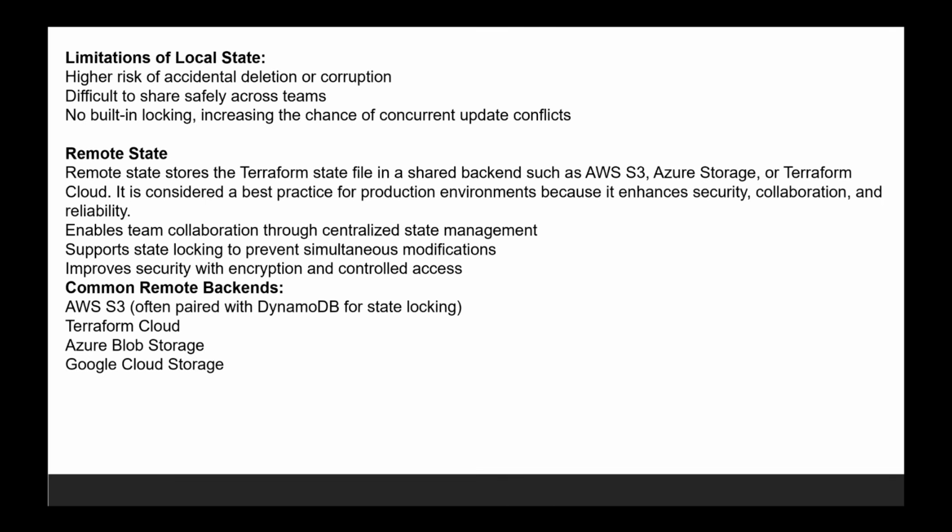Remote state stores the Terraform state file in a shared backend such as AWS S3, Azure Storage, or Terraform Cloud. This enables collaboration through centralized state management, supports state locking to prevent simultaneous modifications, and improves security with encryption and controlled access. Common remote backends are as follows: AWS S3, often paired with DynamoDB for state locking, Terraform Cloud, Azure Blob Storage, and Google Cloud Storage.